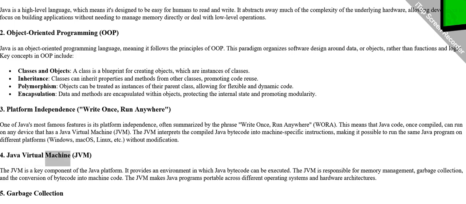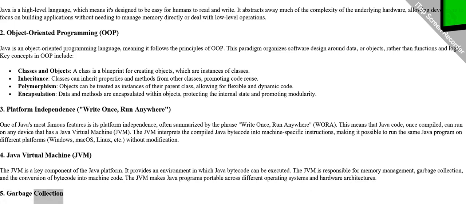4. Java Virtual Machine, JVM. The JVM is a key component of the Java platform. It provides an environment in which Java bytecode can be executed. The JVM is responsible for memory management, garbage collection, and the conversion of bytecode into machine code. The JVM makes Java programs portable across different operating systems and hardware architectures.